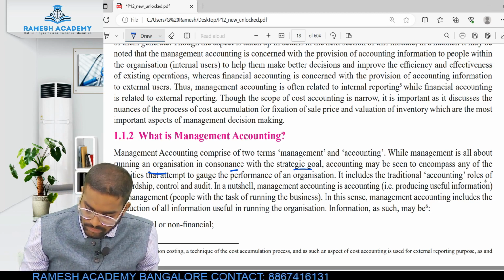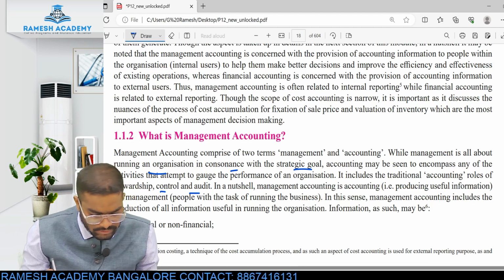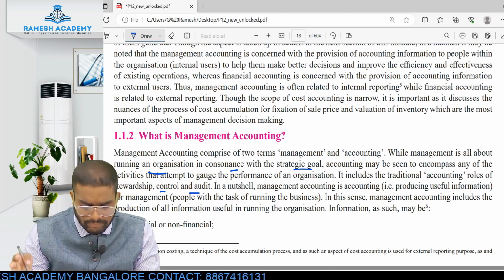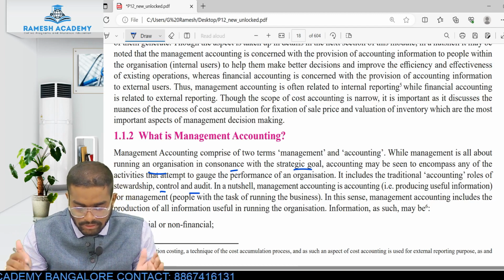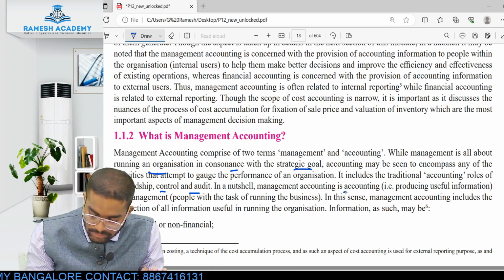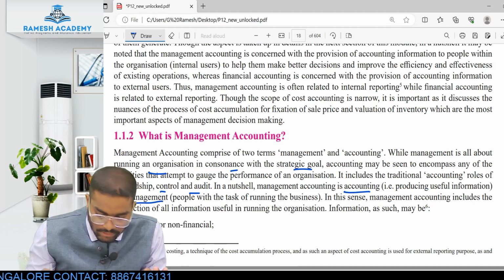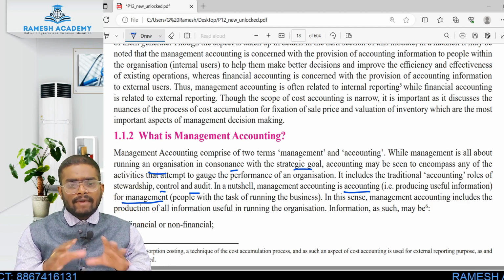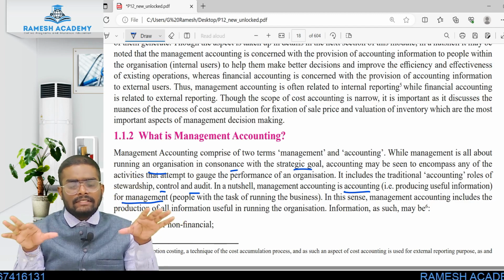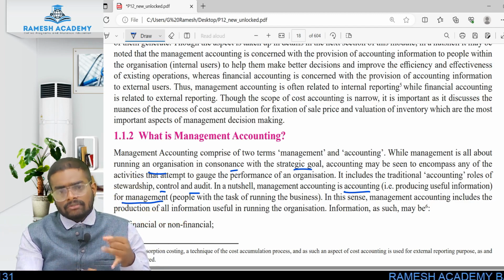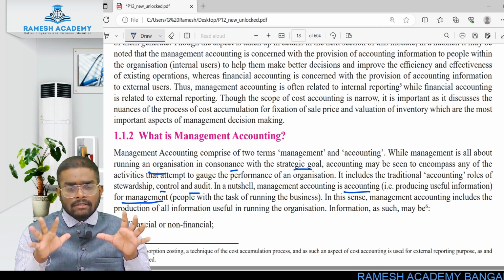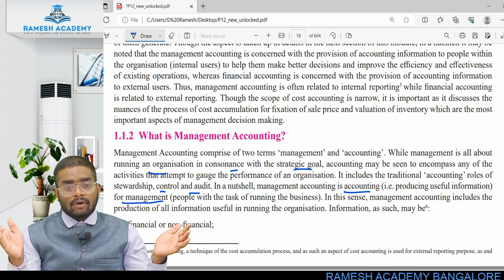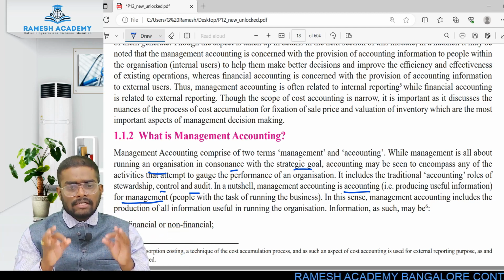So traditional accounting roles of stewardship, control and audit are only concerned with accounting. Management accounting is nothing but accounting for the management. Management requires both qualitative and quantitative information. That's the reason management accounting includes everything. It is a larger picture. It includes cost accounting, financial accounting, and other qualitative information. All those things are included.